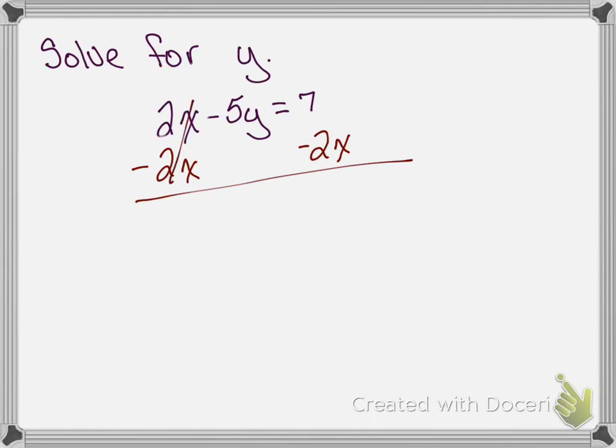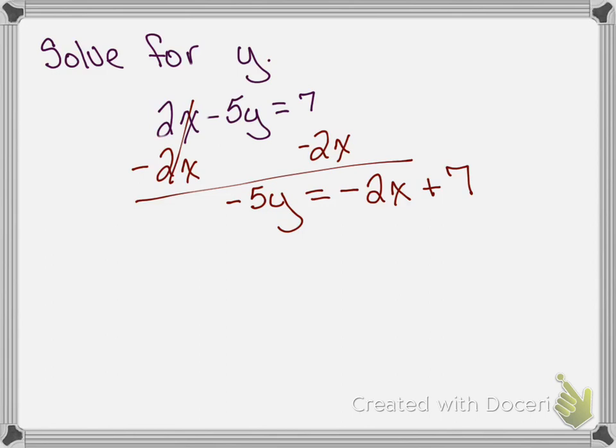When I do that, the dangerous thing for students is they like to drop that negative that belongs to the 5y. Okay? Don't lose your negative. That's one thing that students do very often is they misplace or forget to write down the negative. And that negative belongs to the 5. So I'm going to write negative 5y equals negative 2x plus 7. Okay?